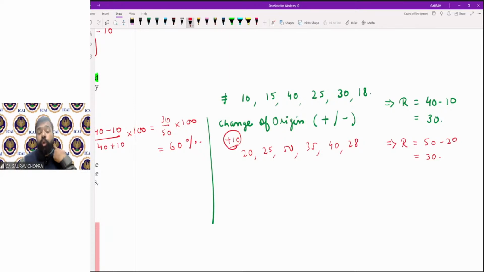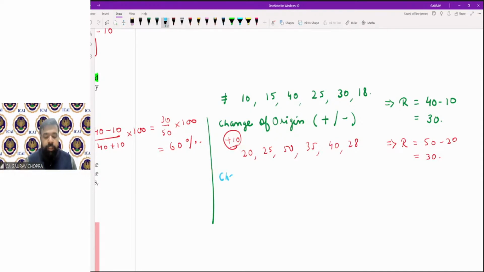That means change of origin का range पे कोई impact नहीं आया है. Range remains unaffected due to change of origin. तो चेंज ऑफ ओरिजिन रेंज को बिल्कुल भी अफेक्ट नहीं करती है. ऑलराइट. So whether you are adding or subtracting, range will remain same. Range will remain same. All right.